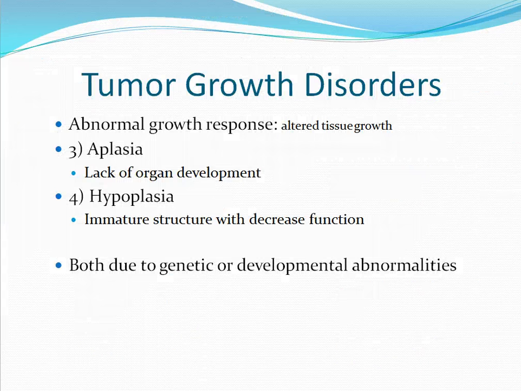There are two other types of abnormal growth responses. The first is aplasia. When you put an a in front of a word, it means absence of. Aplasia is the lack of organ development, and hypoplasia would be an immature organ structure or the inadequate development of an organ. Both of these are due to genetic or developmental abnormalities.